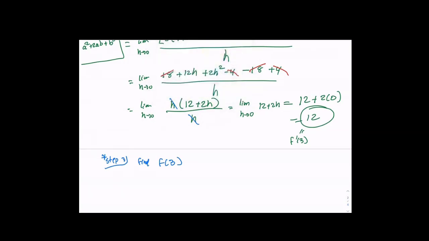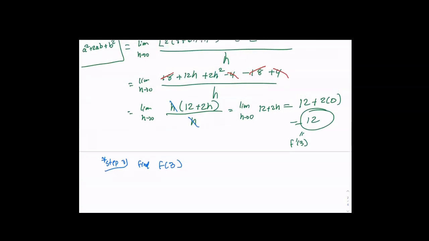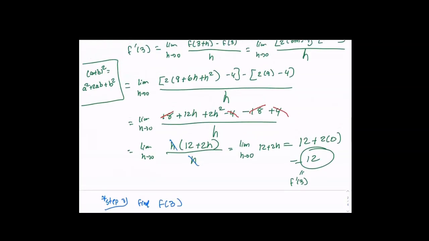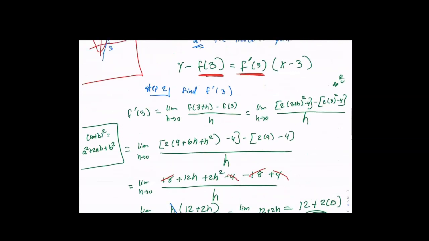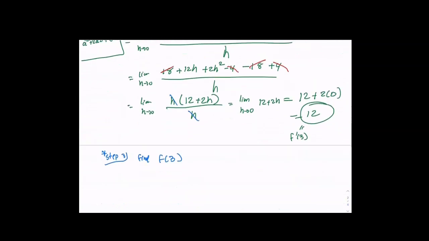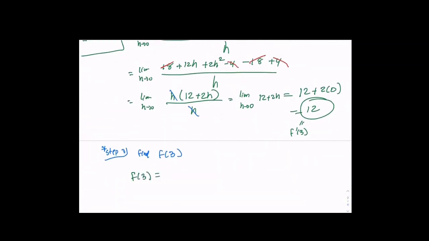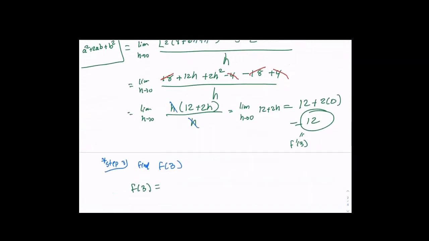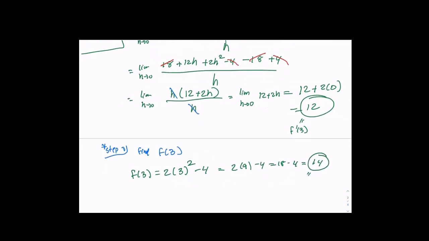How do I find f of 3? Plug the 3 into your equation? Yep, so f of 3 equals 2 times 3 squared minus 4. I'm just plugging 3 into the function that was given, which gives me 2 times 9 minus 4, 18 minus 4, which gives me 14. And that is f of 3.